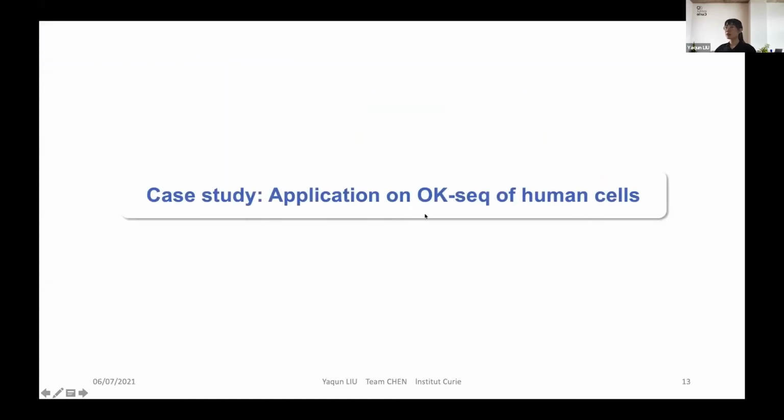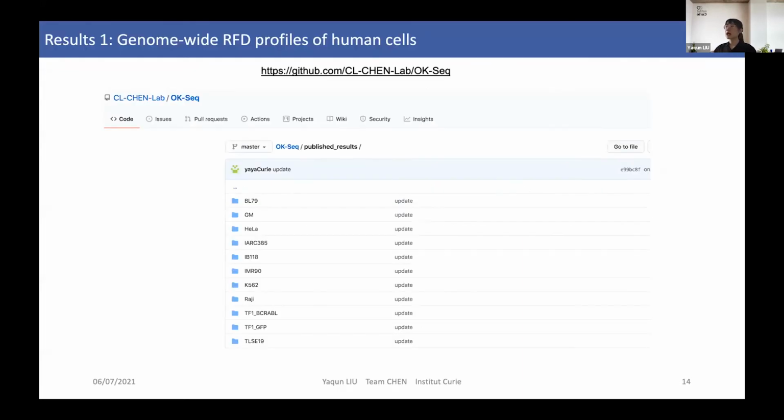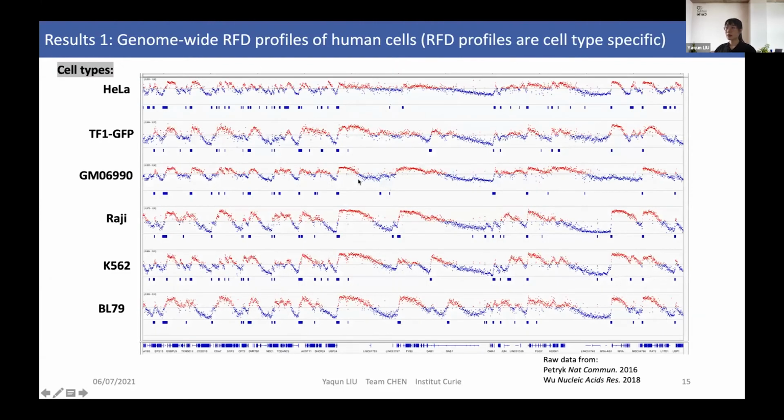Then we go on to a case study, like its application on OKSeq of different human cells. I collected almost all of the published OKSeq data of different cell lines and reprocessed them with our OKSeq HMM, and all processed results are also available on our GitHub. Here is an example of RFD profiles of different human cells generated by our toolkits, which is quite obvious that they are quite cell type specific.